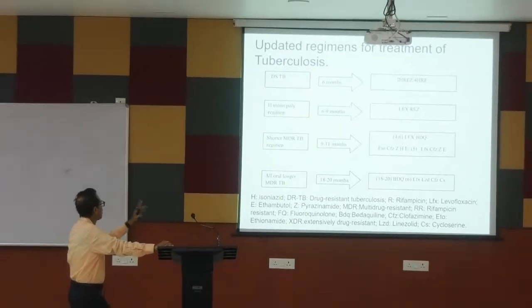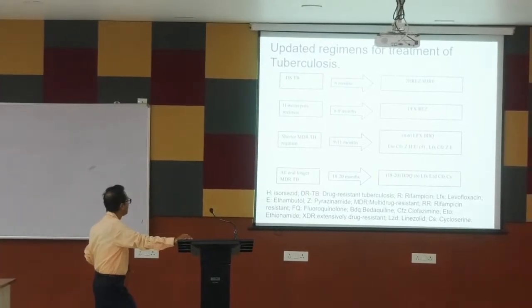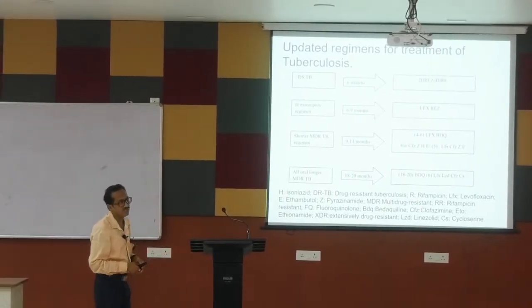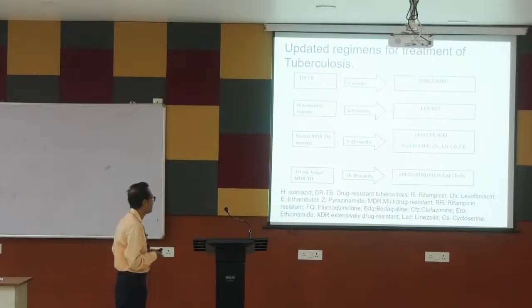Shorter bedaquiline regime for 9 to 11 months, and all-oral longer MDR-TB regime for 18 to 20 months. So the duration of treatment is 9 to 11 months in case of shorter bedaquiline regime, and for the longer regime, 18 to 20 months. So levofloxacin, bedaquiline, ethionamide, clofazimine, pyrazinamide, INH, and ethambutol is used for 5 months, followed by 6 months of levofloxacin, clofazimine, pyrazinamide, and ethionamide.